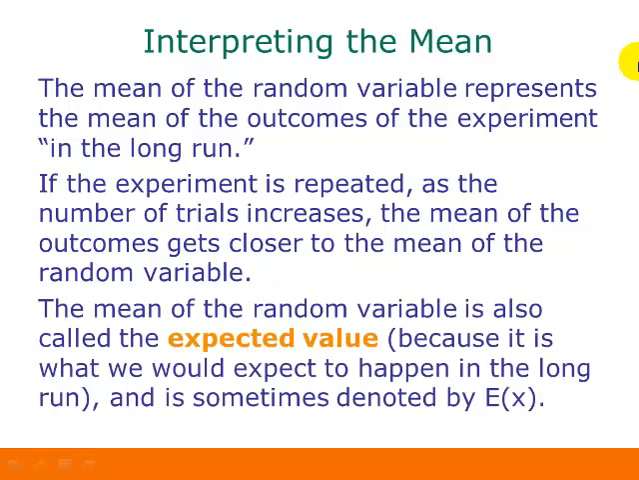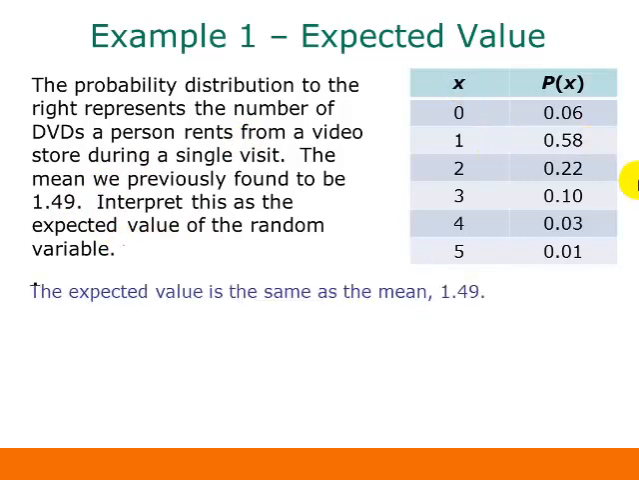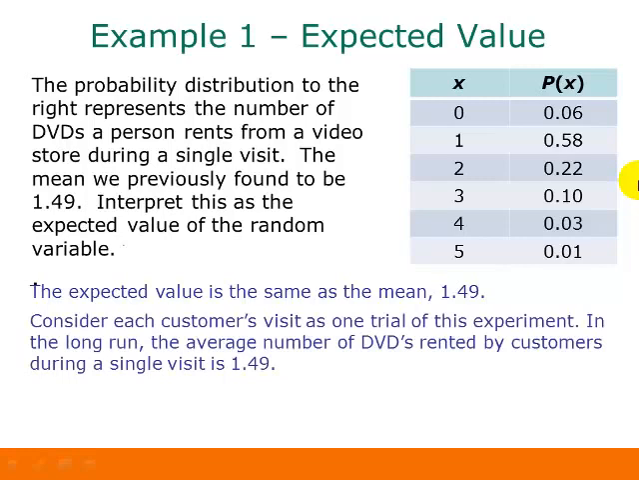So the mean of the random variable is also called the expected value because it is what we would expect to happen in the long run, and it's sometimes denoted by a capital E of x. Here's an example for expected value. The probability distribution that we already looked at for the number of DVDs a person rents from a video store during a single visit had a mean of 1.49. So let's interpret this as the expected value of our random variable x. Our expected value is the same as the mean, which was 1.49.